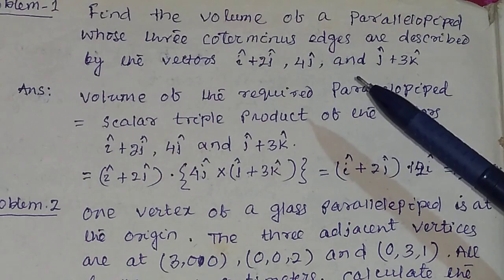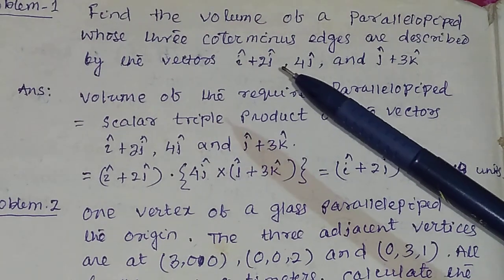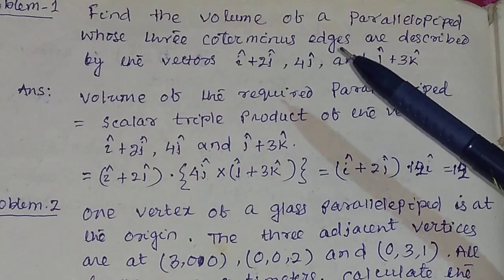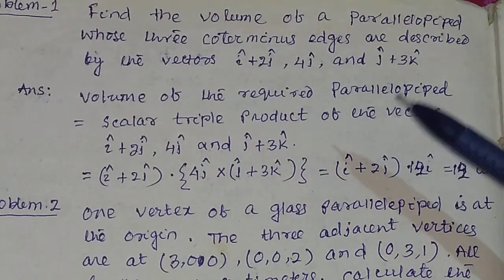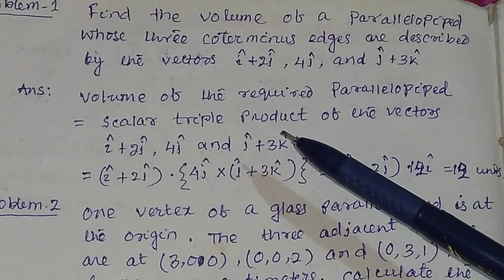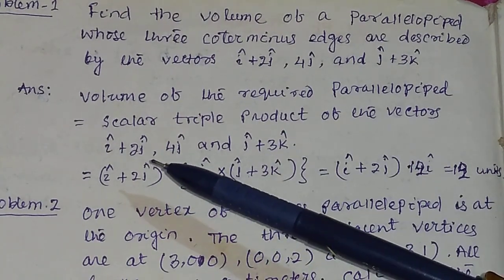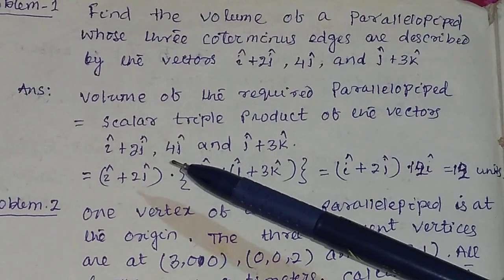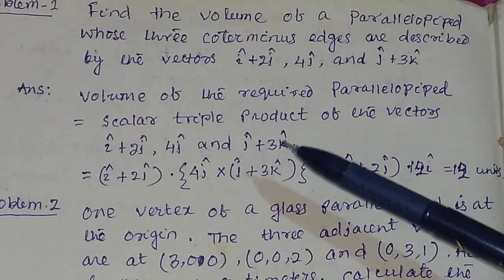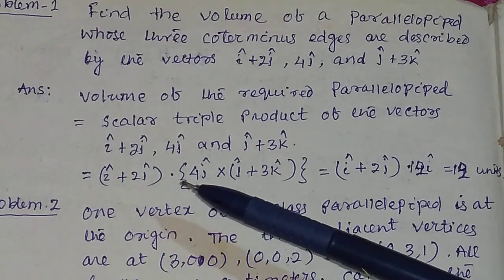So in the question, the three coterminous edges of the parallelepiped are given, that is A vector, B vector and C vector are given. So we have to find out the volume. What will be the volume of the parallelepiped? The volume of the parallelepiped is nothing but the scalar triple product of the three vectors. If I cap plus 2j cap is the A vector, 4j cap is the B vector and j cap plus 3k cap is your C vector, the scalar triple product will be equal to A dot B cross C.